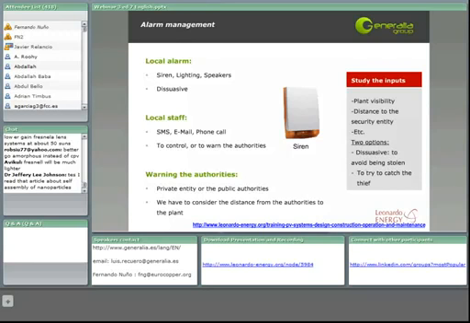So, when selecting the security system, we have two options: the dissuasive option, to avoid our solar plant being stolen, or notifying the authorities in order to catch the thieves.